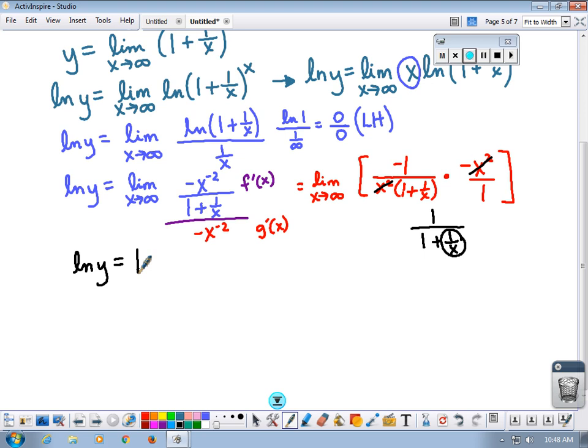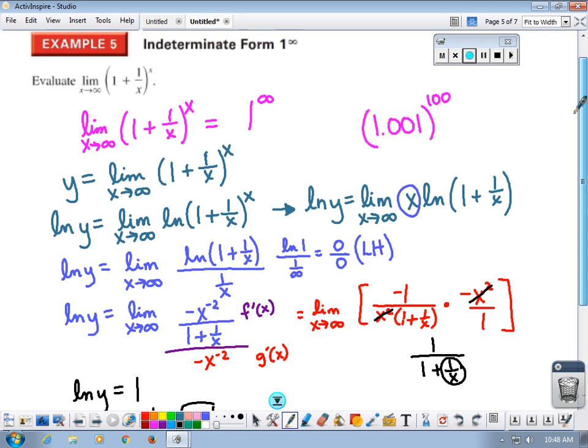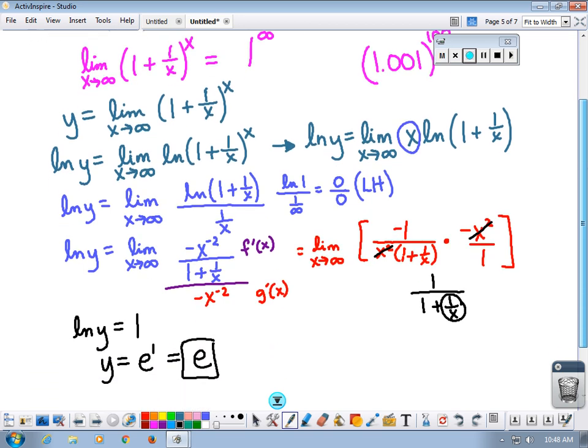Alright, so remember we want to get back to y, and so we would take our base of the natural log, which is e, so y would equal e to the first power, which equals e. So that tells me that that limit is e. I think I've done that before in this class with y'all, so you've seen that before. The limit as x approaches infinity of (1 plus 1 over x) to the x is equal to e. And that is one of the definitions of e, or one way that you can prove e, basically.